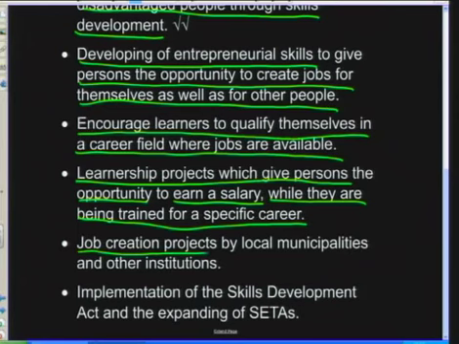Right. Job creation projects by local municipalities and other institutions. If you look after the Great Depression, how America got out of their massive slump is that they had a lot of local community projects. They got people to build roads, and everyone would get a little salary, so the entire community got more money, they could buy more goods and services, therefore businesses wanted to invest in that community, so it uplifted the whole community.